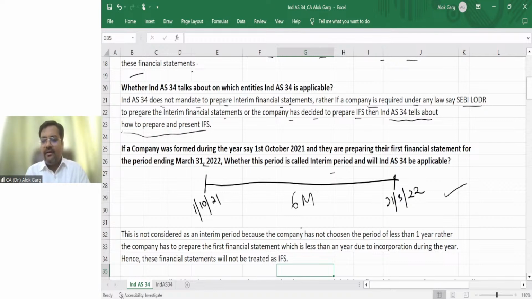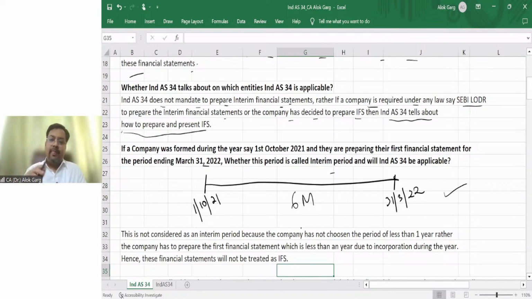Because it was not there. The company comes into existence only on 1st October 2021. Is that clear? But if a company was in existence from 1st April 21 to 31st March 22, but the company has chosen to prepare the financial statement from 1st October to 31st March, in that case, it will be considered as interim financial period. Is that clear? Interim period.